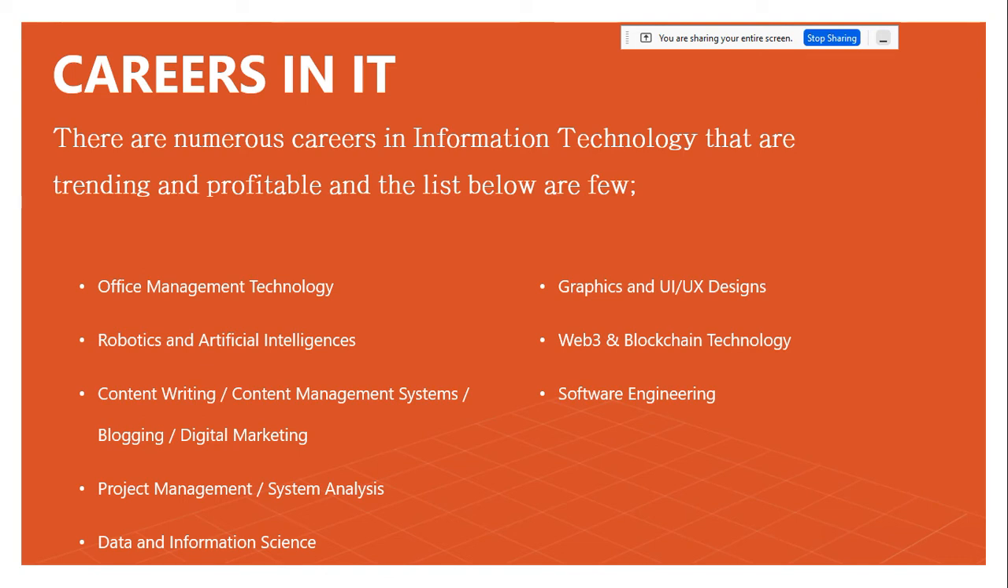Now we talk about office management technology, robotics and artificial intelligence. I grouped these, but they are actually different concepts on their own. I grouped them because they are related but different concepts entirely. Robotics and artificial intelligence are two different things, but they are kind of related. Content writing, content management systems, blogging, and digital marketing are different things entirely, just that they are related. That is why I grouped them.